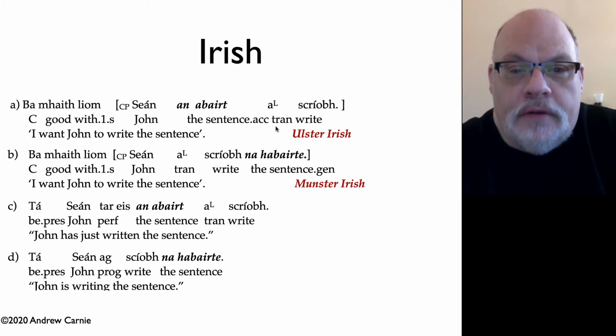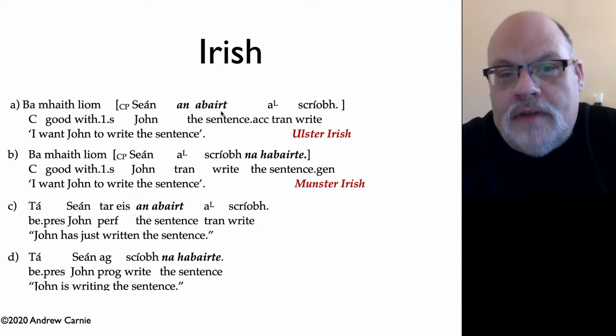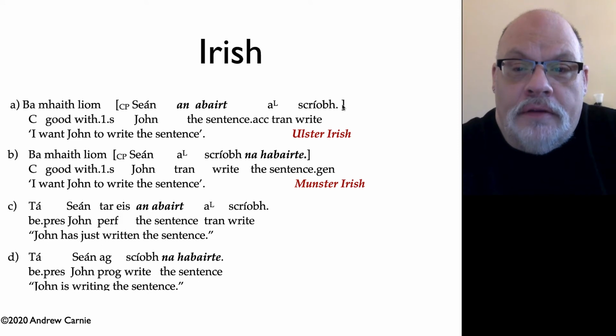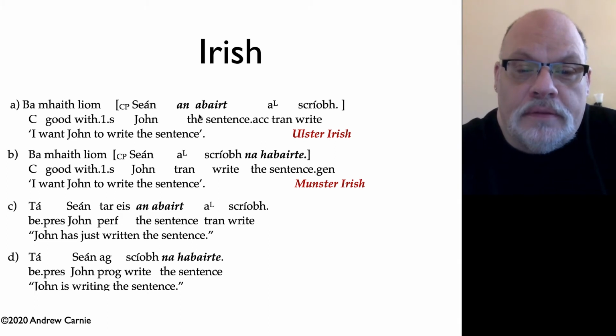But Ulster Irish takes a different approach. In Ulster Irish, what you're doing is you're moving to a position where the element can take an accusative case. So remember, we already moved subjects so that they can get nominative case. So maybe what's happening in Irish here is we're moving objects from a post-verbal position, which is not a case position, into a pre-verbal position, which is a case position.